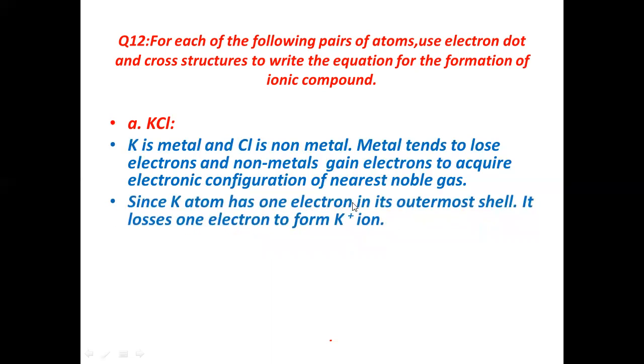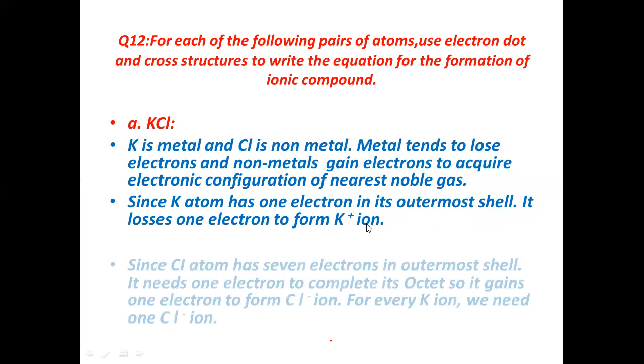Potassium atom has one electron in its outermost shell. As I told you, it is present in group number 1, and for all the elements, the valence shell electrons tell us about the group number. So group 1 means that potassium has one electron in its outermost shell. It will lose one electron and will form potassium ion.